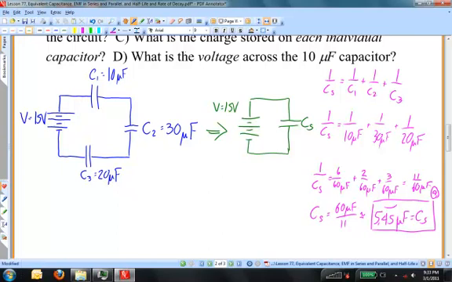Anytime you have these reciprocals adding in this way, you're going to find that the equivalent is going to be less than the smallest of the things that you're adding together. So my equivalent capacitance is less than 10 microfarads. That'll be true for resistors too.